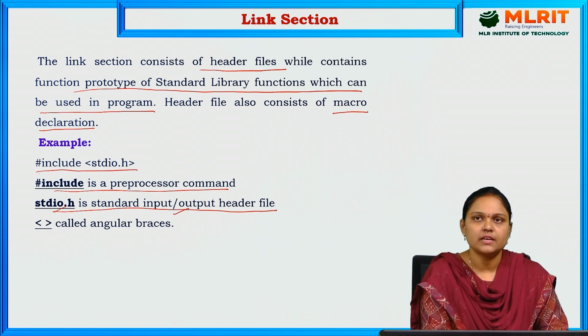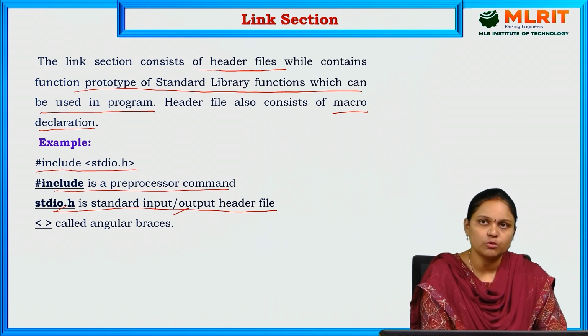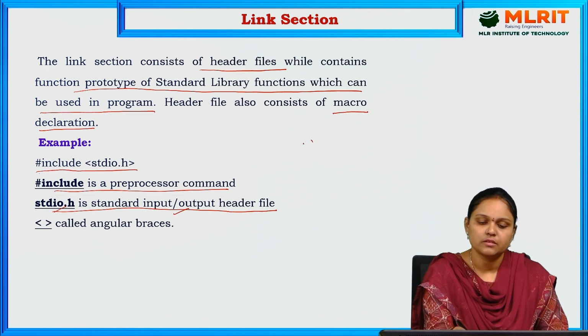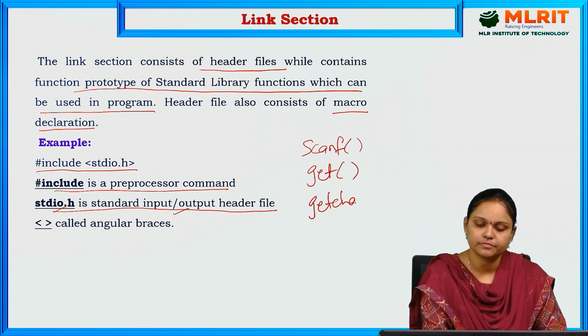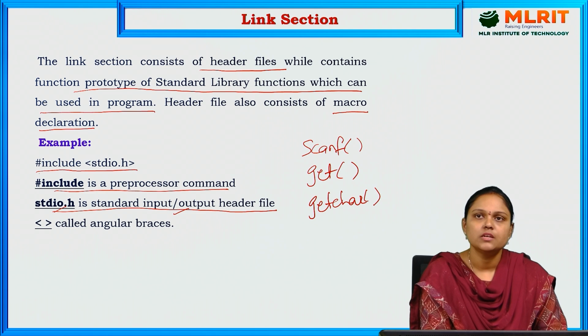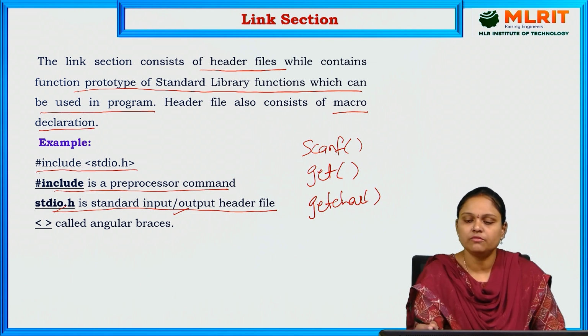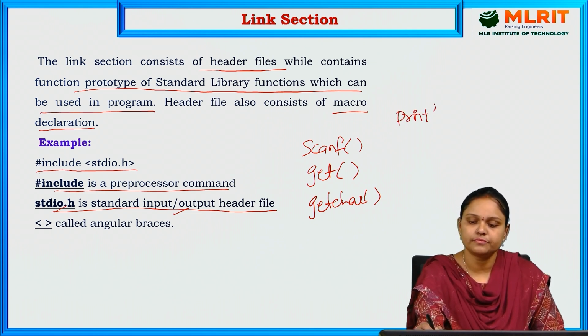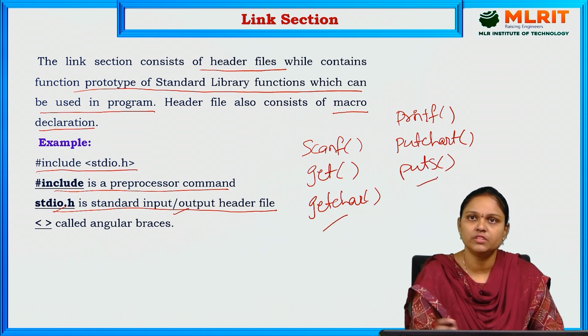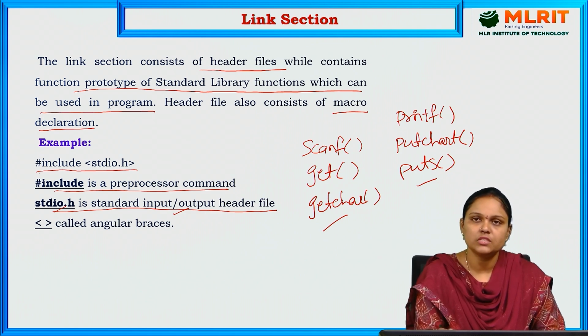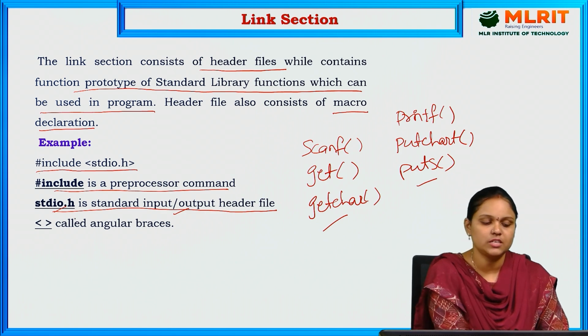Simply, we say it's the standard input and output header file. Some of the input functions are the scanf function, gets function, and getchar function. All these functions are defined in the stdio.h header file. And some of the writing functions are the printf function, putchar function, and puts function. So these are the reading functions and these are the writing functions. All these reading and writing definitions are defined in the stdio.h header file.